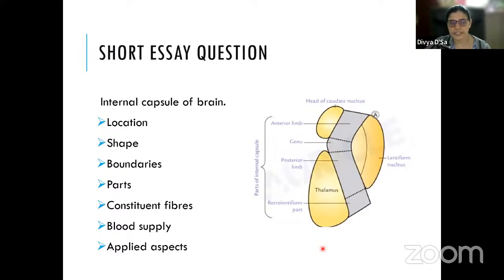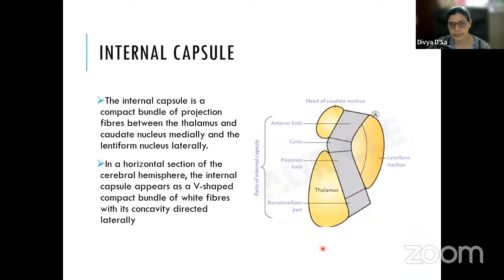Okay, next question is the internal capsule of the brain. So location, shape, boundaries, paths, the constituent fibers, blood supply, and applied aspects you need to write. So what is this internal capsule? The internal capsule is a compact bundle of projection fibers. Corpus callosum was what type? It was the commissural fibers. Now this is the projection fibers.